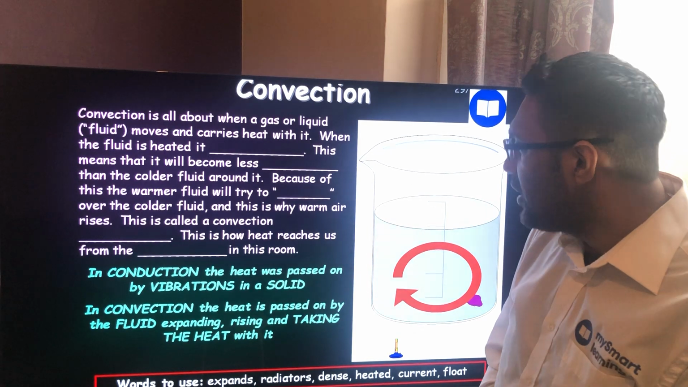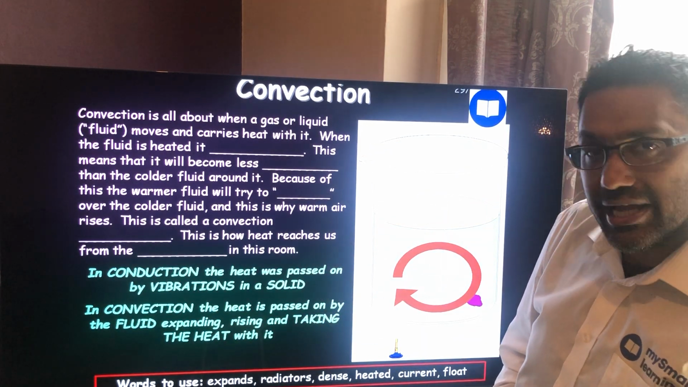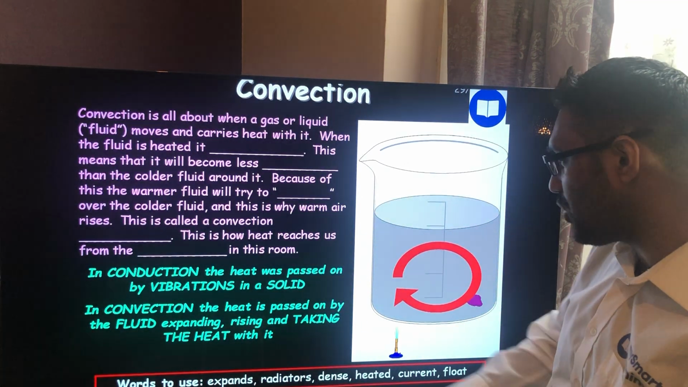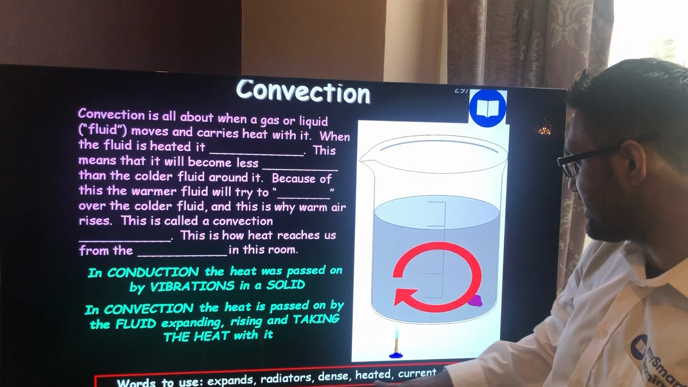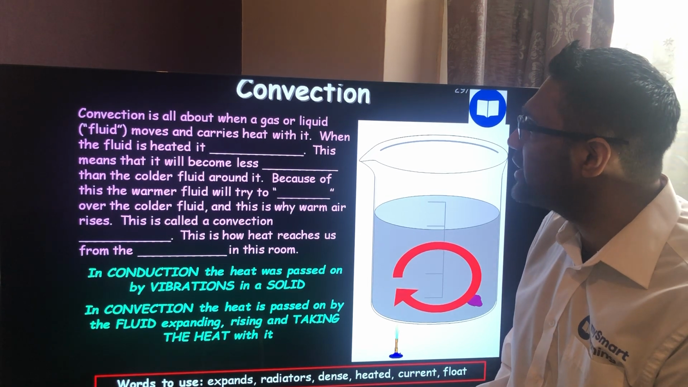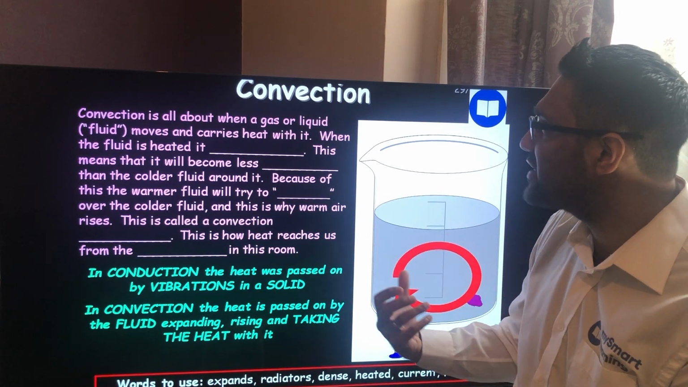Right, you can pause the video, have a go at filling that in, see if you can get the answers, and if you've done that, if you unpaused it, I'll go through it now. The words are at the bottom: expands, radiators, dense, heated, current, and float. Convection is all about when a gas or liquid, which is a fluid, because it can move, moves and carries heat with it.